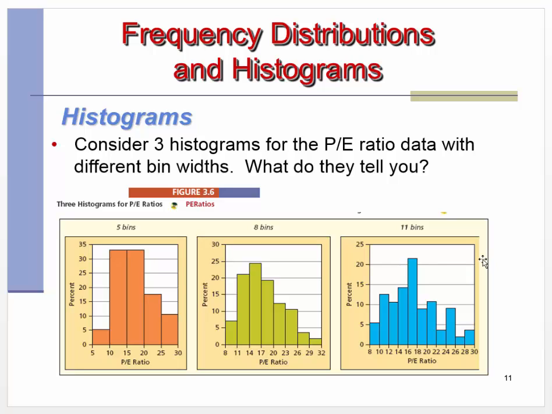These are the 3 histograms for the PE ratio data with a different bin width. The first one is with 5 bins, middle one with 8 bins, and the last one with 11 bins. Right? What do they tell you? You probably can tell, there's not too much information told with 5 bins. There's more information told with 8 bins. And with 11 bins, you can see more variations, more peaks, more groups involved. Okay?